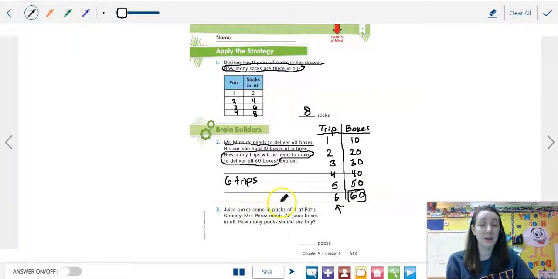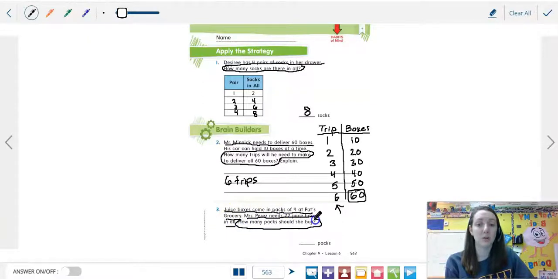Juice boxes come in packs of 4 at Pat's grocery. Mrs. Perez needs 22 juice boxes in all. How many packs should she buy? Very interesting question. So I'm actually going to put this chart up here. I should have put this one a little higher. I just don't have a lot of scratch paper on this. But we know that they come in packs of 4, and we know that she needs 22 boxes. So we're trying to figure out how many packs she should buy to have at least 22. So let's make our chart.